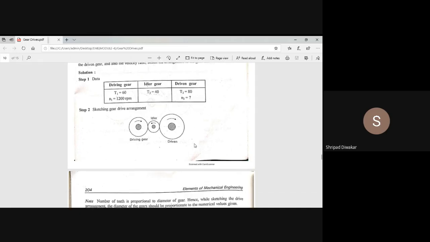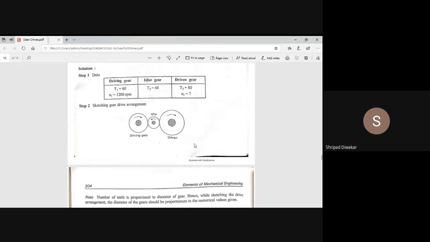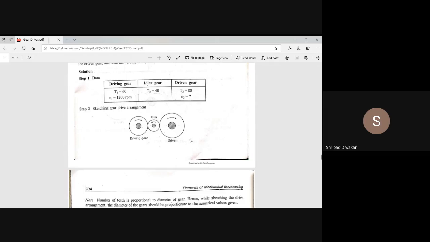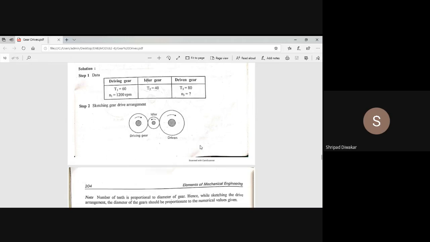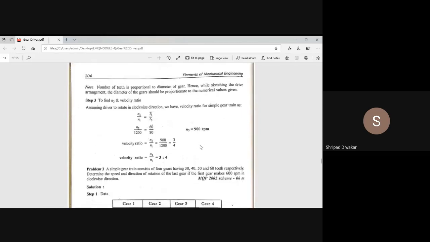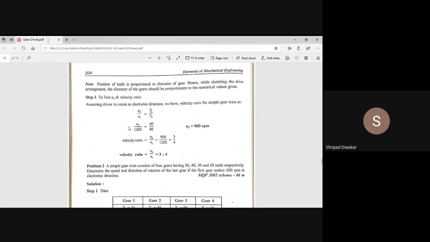Next, how to find out the velocity ratio? Directly you can take the last gears, that is N3 by N1 equals T1 by T3. That is the speed ratio. Always take the last to the first. So N3 by N1 equals T1 by T3. N3 we don't know, N1 is 1200, T1 is 60, and T3 is 80.